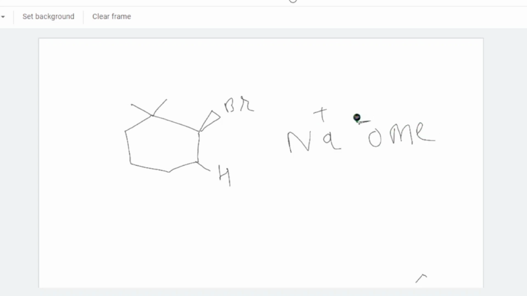Okay, so OMe minus will extract a proton from here, and this bond will come here, and this bond will break like that. Br will be Br minus. So Br minus will connect with the Na plus, and you will get NaBr. And this H plus will connect with the OMe, and you will get MeOH.